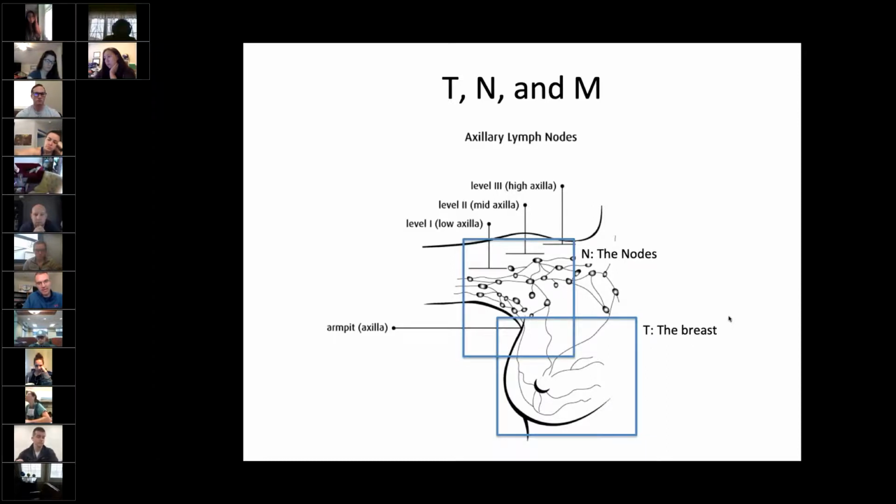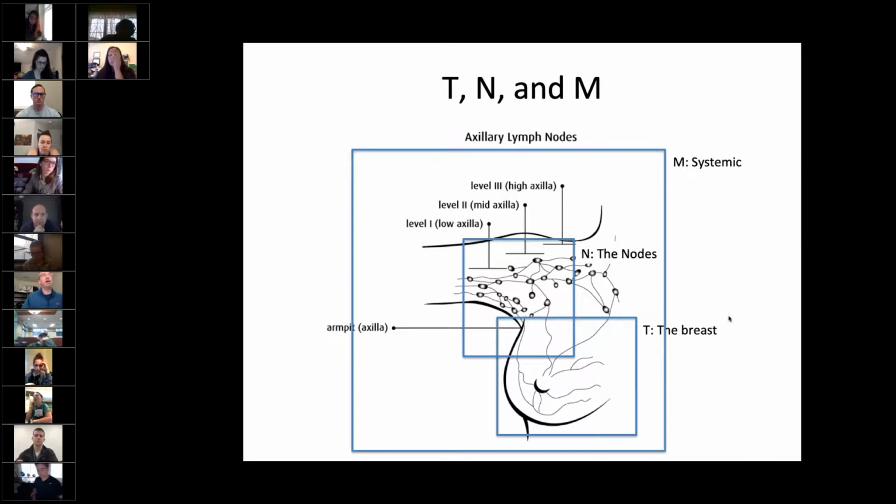Like Meg said, in DCIS, we don't worry about the nodes. DCIS, by definition, is non-invasive, so it can't go to the nodes unless you're wrong, and then you do your lumpectomy and it comes back with an invasive component, then you go back for your sentinel node. The only time you definitely need to do a sentinel node for DCIS is if you take the whole breast, if you do a mastectomy, because you lose your chance to do the sentinel node. That's your only chance to do it.